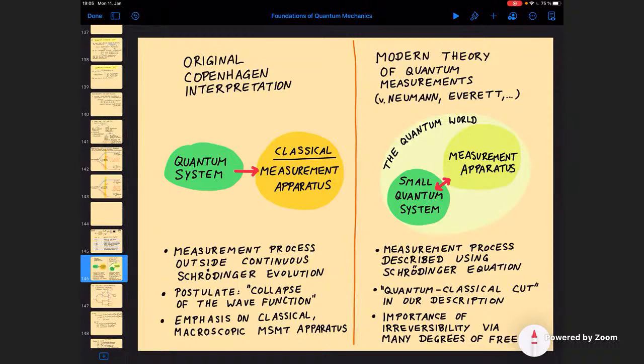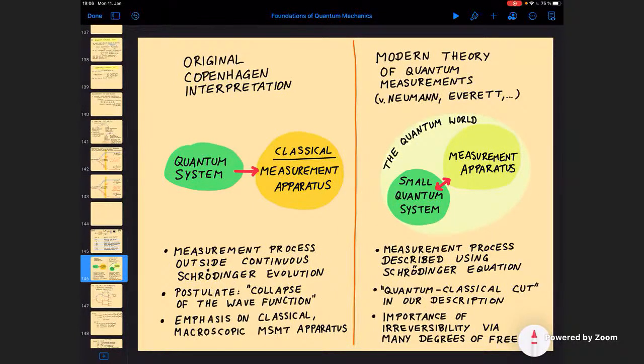And the reason is that often this quantum classical cut can be taken very early, actually. So in the Copenhagen way of telling this story, you would have the quantum system, a small system, and then a decidedly classical macroscopic measurement apparatus. And this distinction is very, very important. And the measurement process is completely outside the continuous Schrödinger evolution in this description. And the measurement process on the most basic level consists in a very discontinuous jump, this collapse of the wave function, which is just postulated. It's not part of the Schrödinger equation.